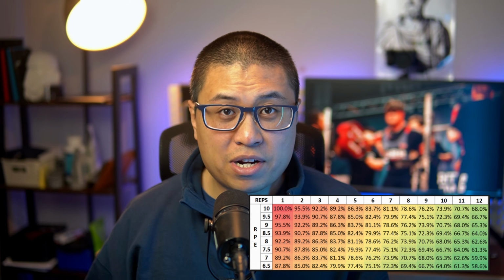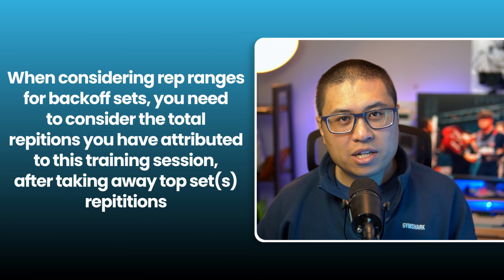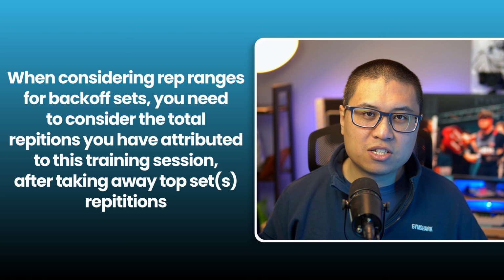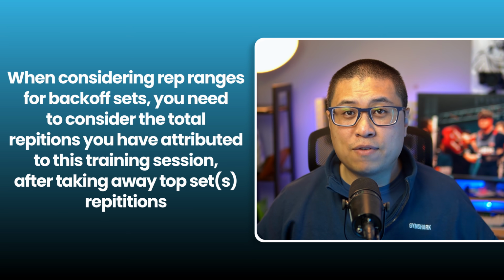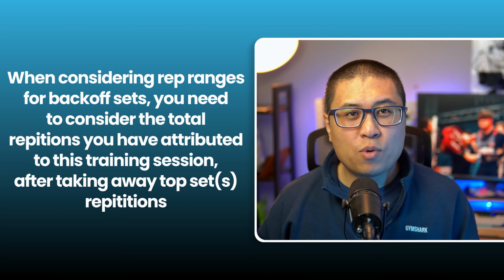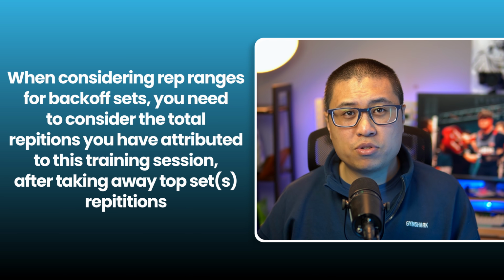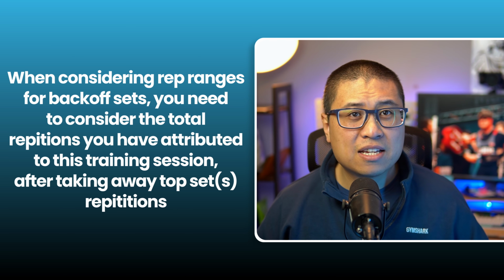Now let's determine the rep range for working or back-off sets, or straight sets. When considering the rep ranges for working or back-off sets, you want to consider the total repetitions that you have attributed to this training session and take away any remaining repetitions that you have attributed to a top set or sets, if you have used those. And once you have done that, then you need to consider what suitable RPEs these intensities should be.